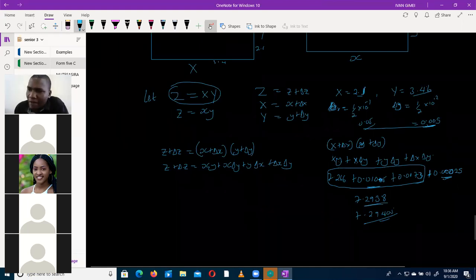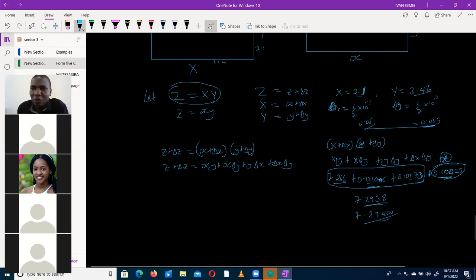You notice that this value here is very, very small. It is the smallest of the values we have. We have 7, this is 0.01, this is 0.01, but this is 0.000025. So it is a very small value. You get it? It is a product of errors, so it is very, very small.